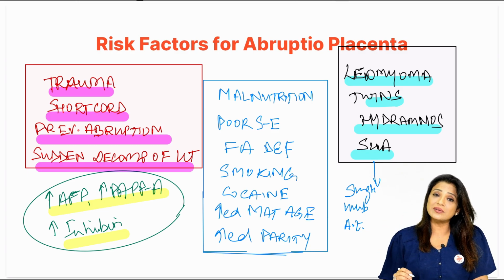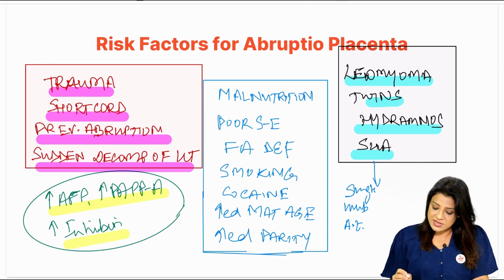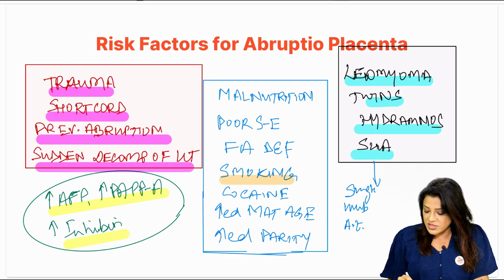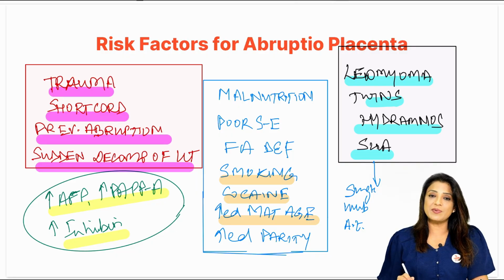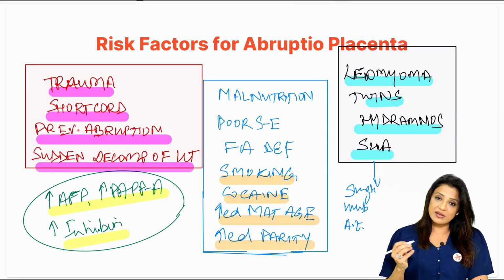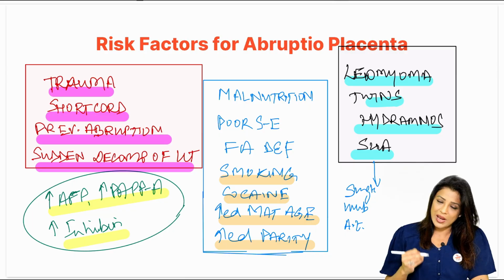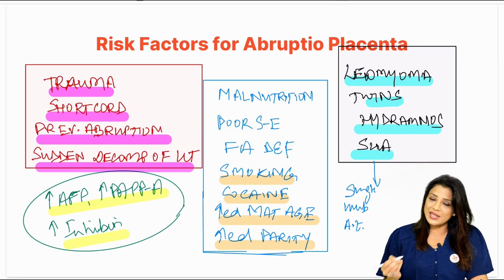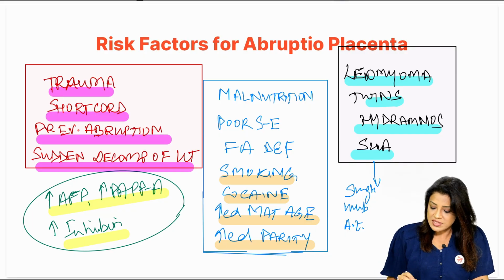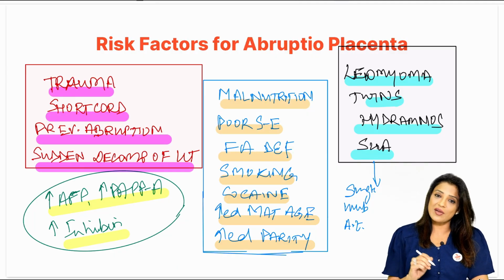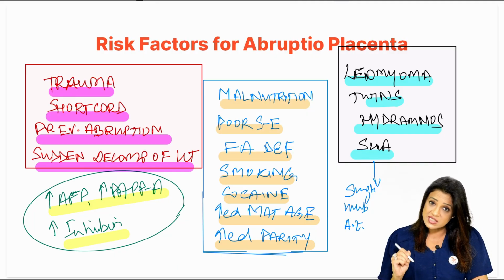Coming to the other, you can say, epidemiological causes, for example if the patient is a smoker, just like in placenta previa, or she's a cocaine abuser, or the maternal age is more, just like in placenta previa. The parity, increased age, smoking, cocaine, they are all epidemiological factors which may increase the risk of abruption. Similarly, malnutrition and poor socioeconomic status and folic acid deficiency. So I have categorized them into 4 so that it becomes easy for you to remember.